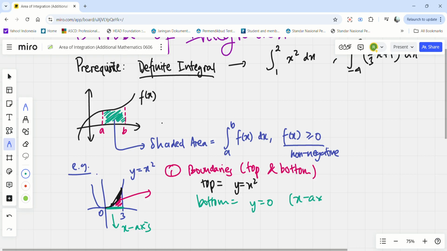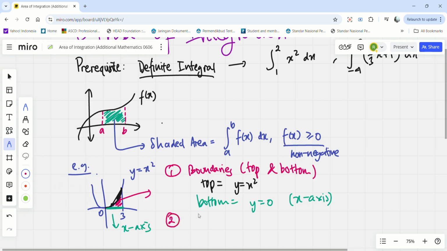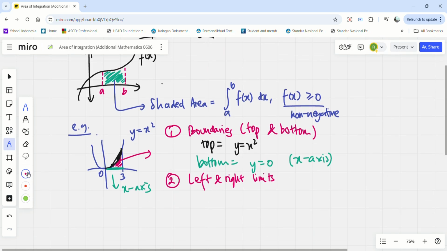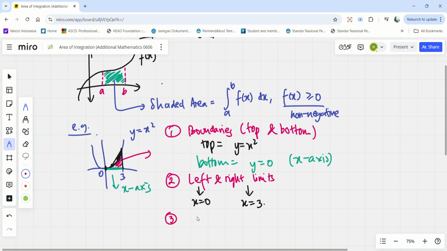So we finish with the boundaries of top and bottom, and then we decide who are the left and the right limits. In this case, we check the interval from 0 all the way until 3. It means the left limit is x equals 0, and the right limit is x equals 3. Then the third step is that we set up the definite integral.